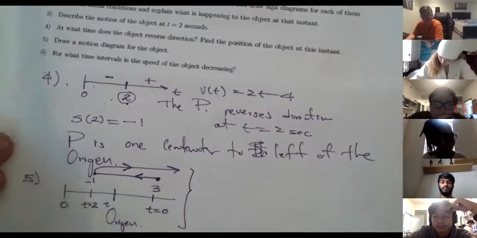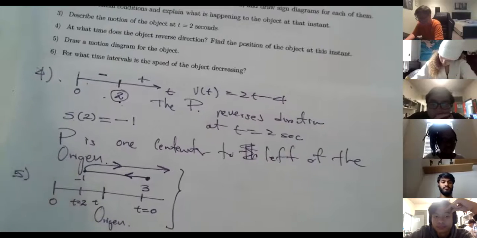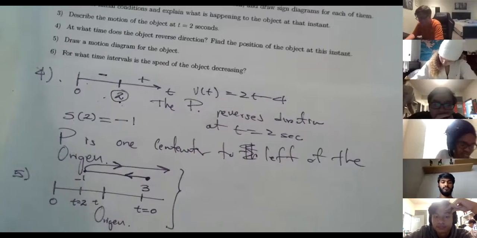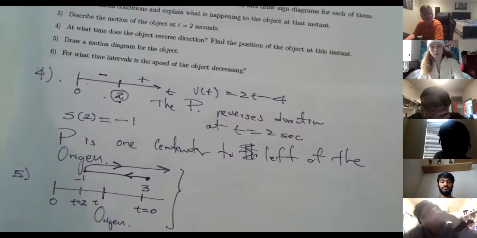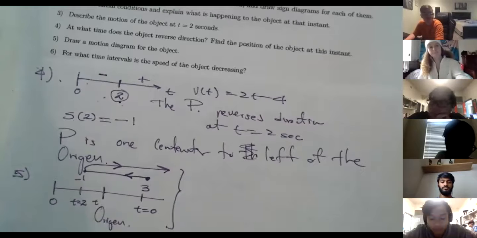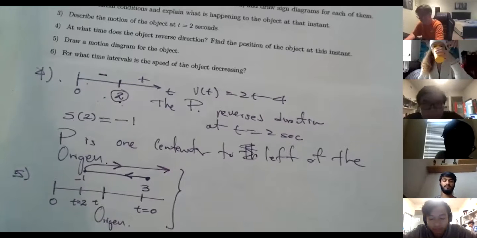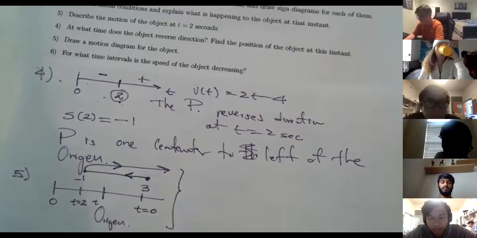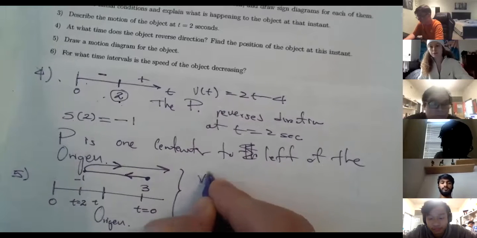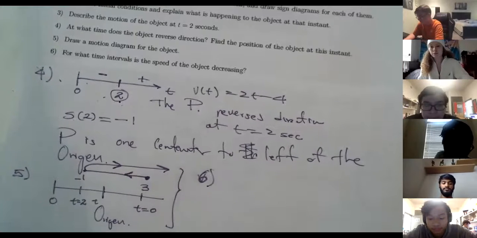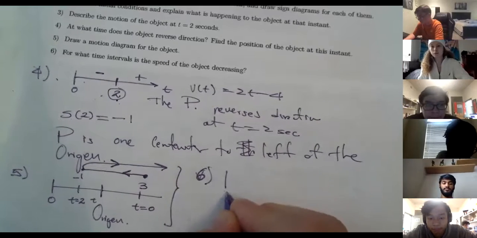For number 6, it says, for what time intervals is the speed of the object decreasing? If you go back and look at the definition, we need to find where the acceleration and the velocity have different signs. So let's redraw the diagrams that we have. So this is for number 6, okay? The velocity.